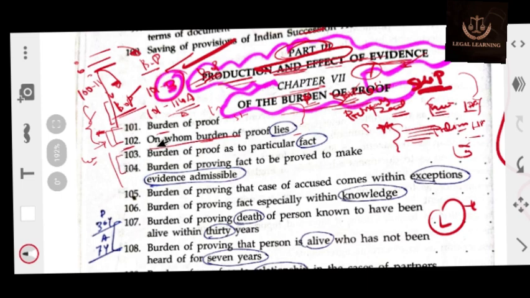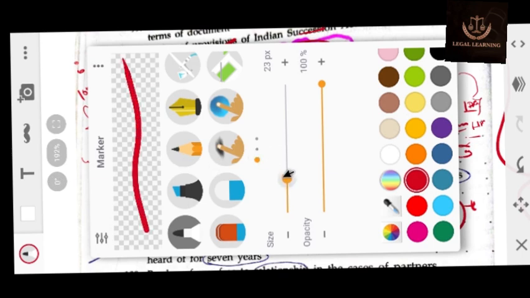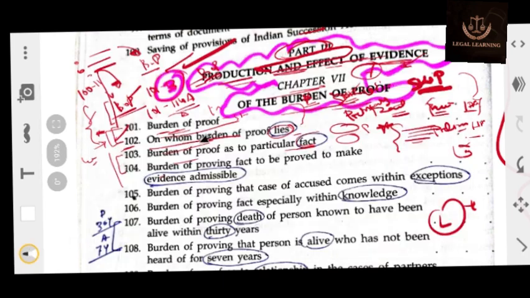So 103 to 104 is what? 103, burden of proof as to particular fact. Now how? You can see I am circling certain things here, like lies, like fact, like evidence admissible. Now I am going to tell you, because it's our human brain, for us remembering everything won't be possible. Like burden of proof, on whom burden of proof lies, every sentence as it is is not possible. So we need to pick some of the keywords, so that it will be easy for us to understand what's inside, because they ask questions based on sections also, and for law students sections are very much important.